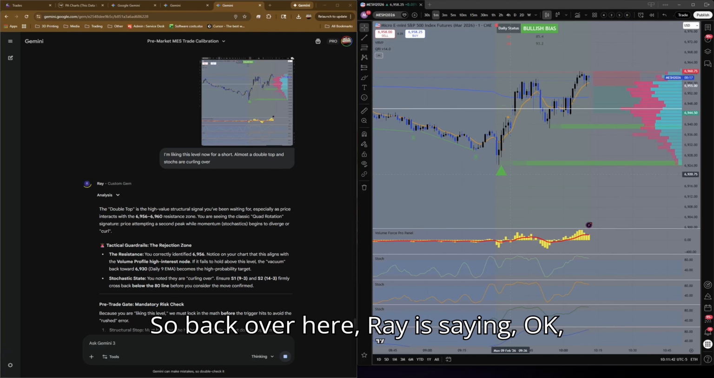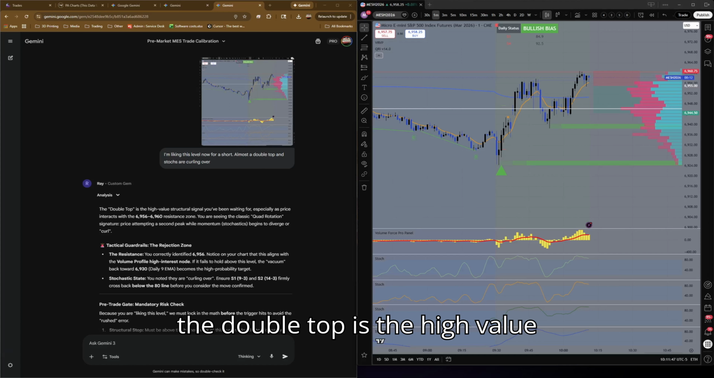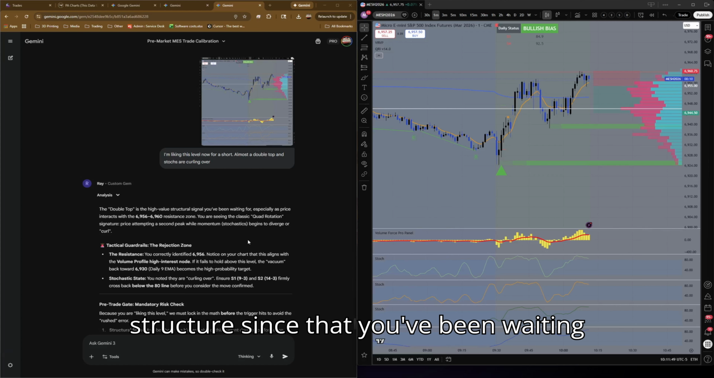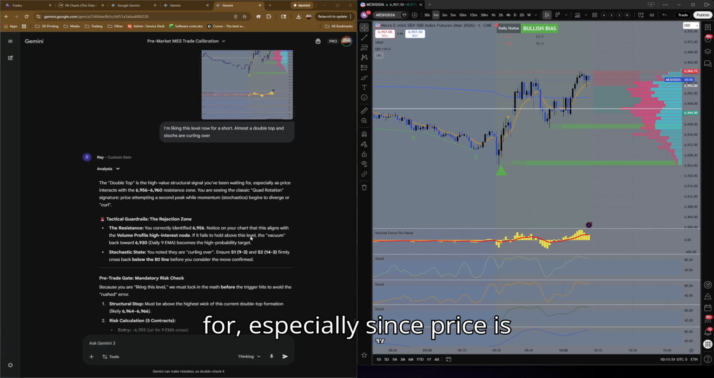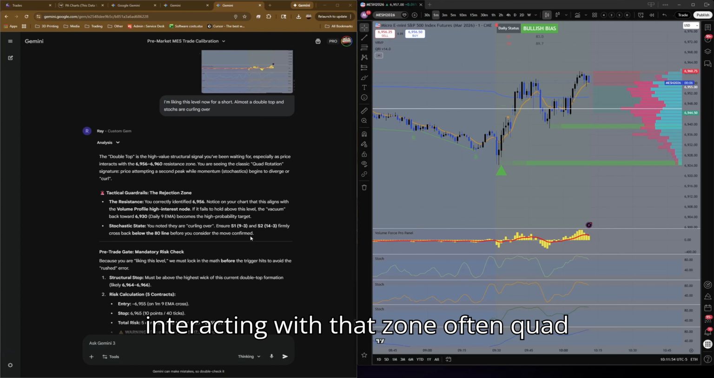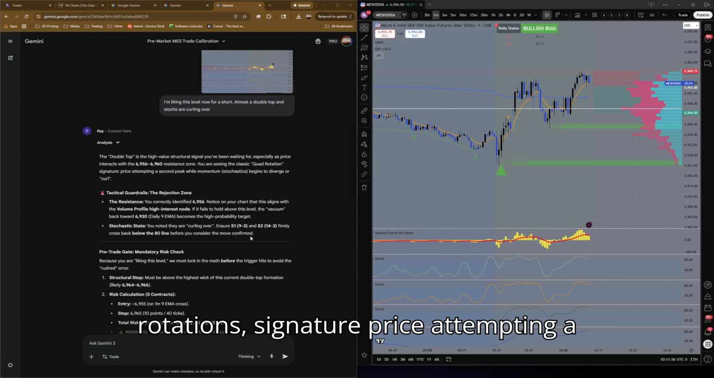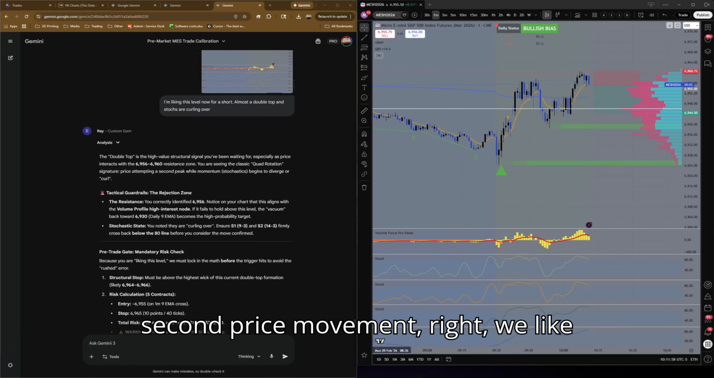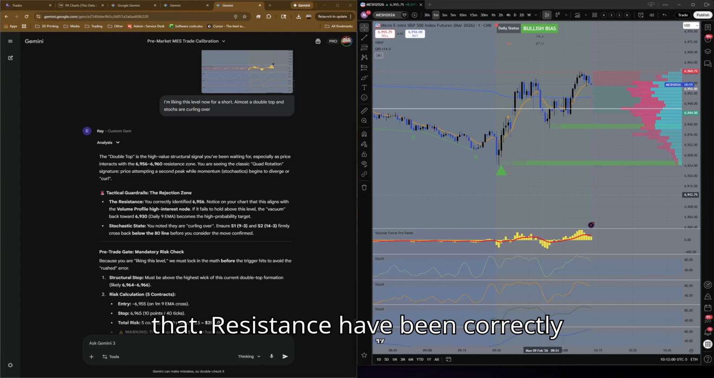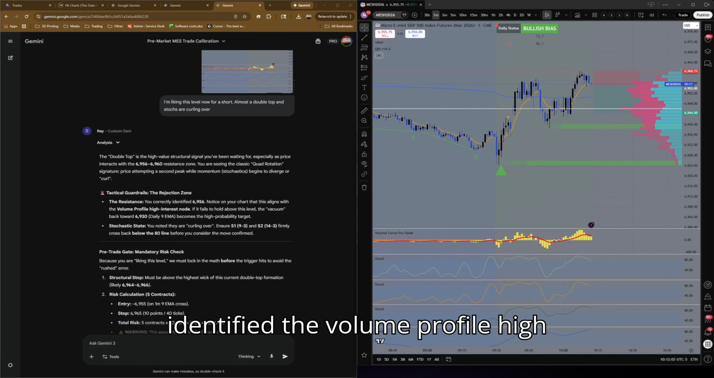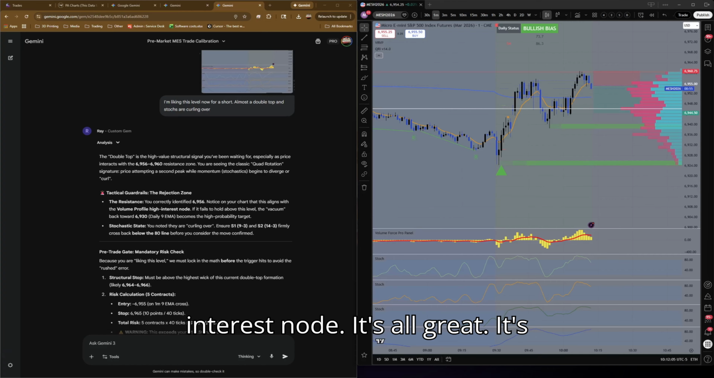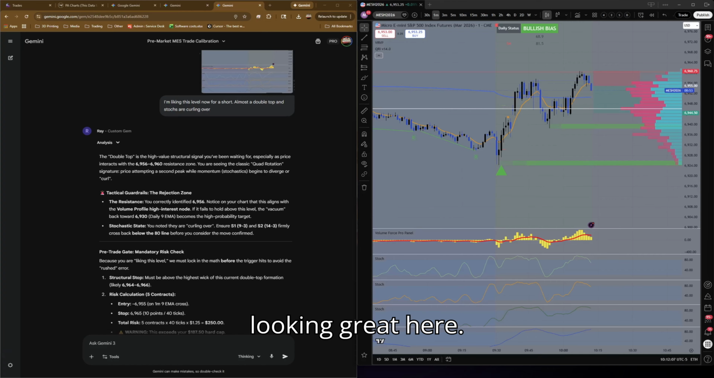So back over here, Ray is saying, okay, the double top is the high value structure that you've been waiting for, especially since price is interacting with that zone often. Quad rotation's signature is price attempting a second price movement, right? We like that. Resistance has been correctly identified, the volume profile, high interest node. It's all great. It's looking great here.